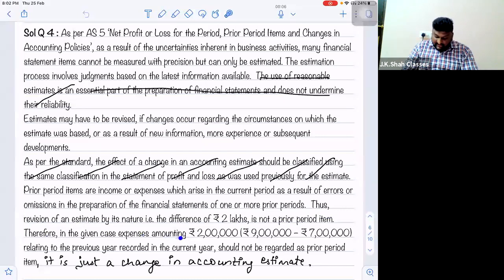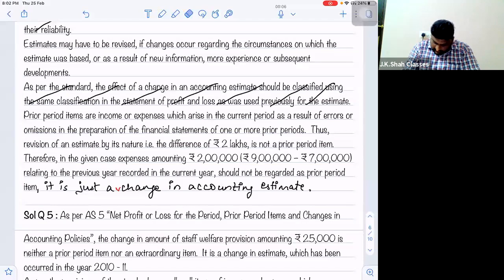Therefore, in the given case, expenses amounting to 2 lakh, that is 9 lakh minus 7 lakh, relating to the previous year, related to the previous year but recorded in the current year, should not be regarded as a prior period item, it is just a change in accounting estimate. Or rather, you should write: effect of change in accounting estimate.